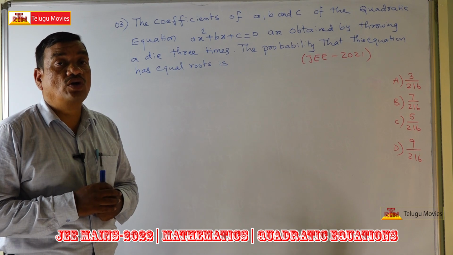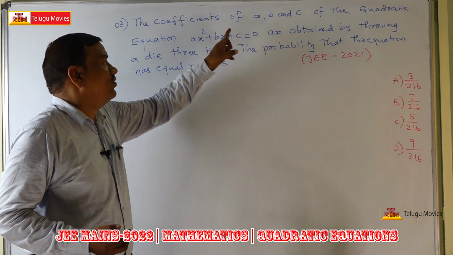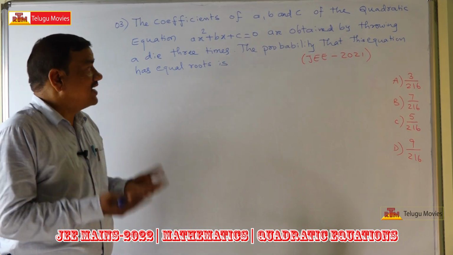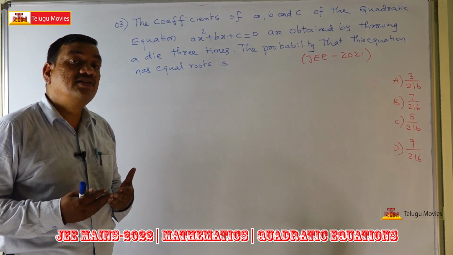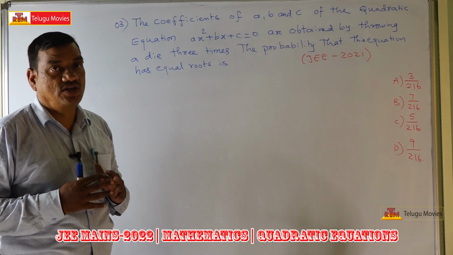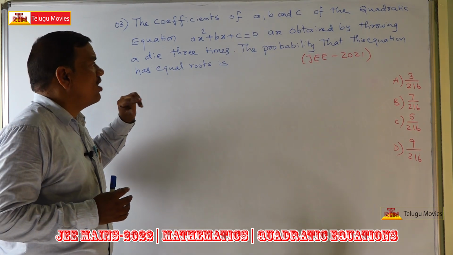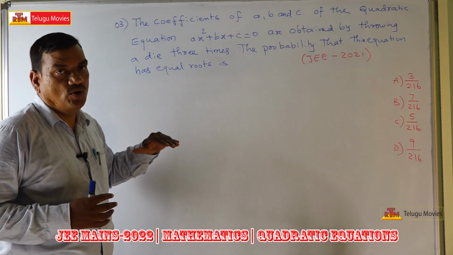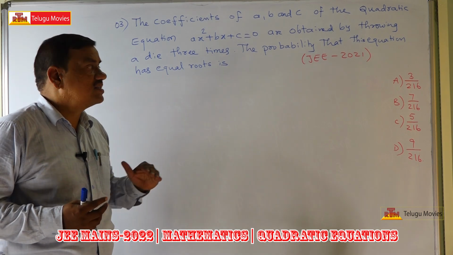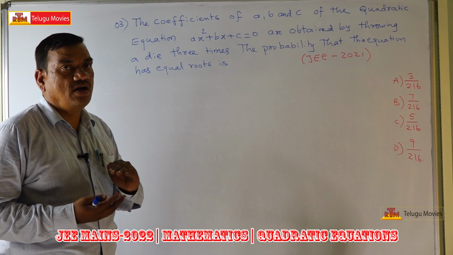In those possible outcomes, for one possible outcome, put the a value here, b value here, c value here, and check whether this quadratic equation has equal roots or not. So what is the probability? This question is a mixture of both quadratic equation and probability. In the JEE Mains examination also, you will get this type of mixture problems.